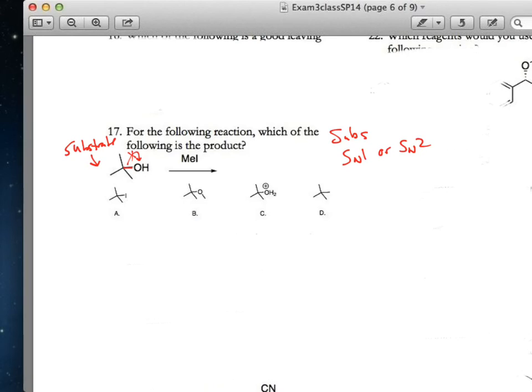So with what I've got written, I might even then tag on "not substrate," and I might panic and go, oh my gosh, this is weird. Why is "not the substrate" the first thing I'm looking at? But when I come back to the question, I still have that information. I'm still doing what I would predict to be some kind of substitution, and I know that that OH structure cannot be the substrate. Well, if it's not the substrate, what is? The MeI.